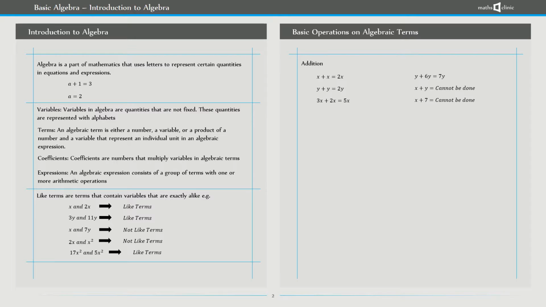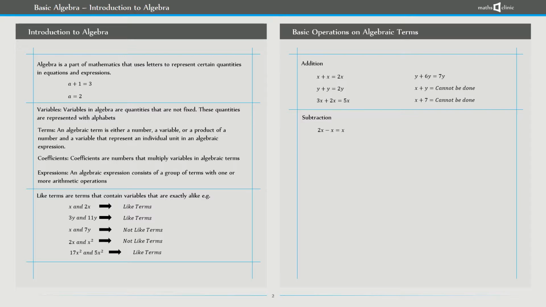Similarly, if you have x plus 7, you cannot add x and 7 together. You cannot add a variable to a number. Now let's do subtraction. Subtraction is actually quite similar.